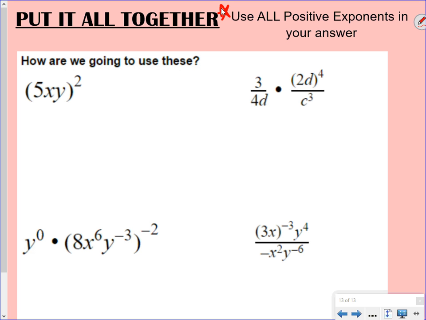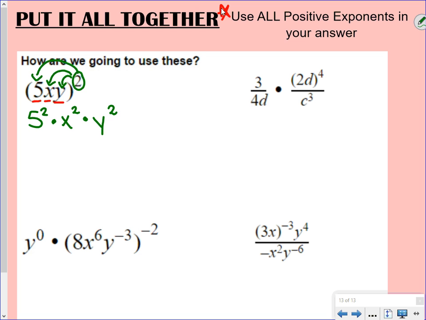So how are we going to use these? Let's talk about this. We have, in parentheses, a product of 3 different bases. We have base number 1, which is 5, base number 2, which is x, and base number 3, which is y. We have 1 power, so we can distribute that power to all 3 bases. So we get 5 to the second power times x to the second power times y to the second power.